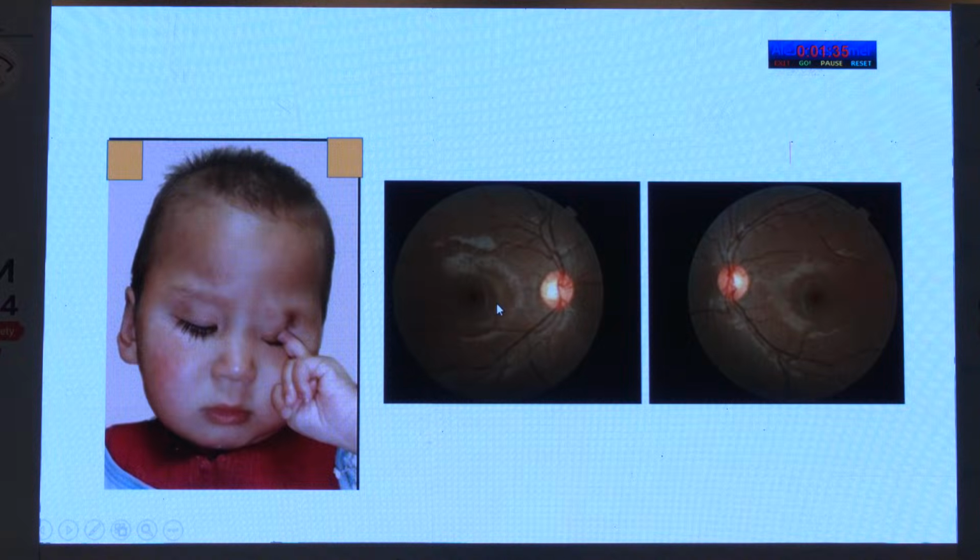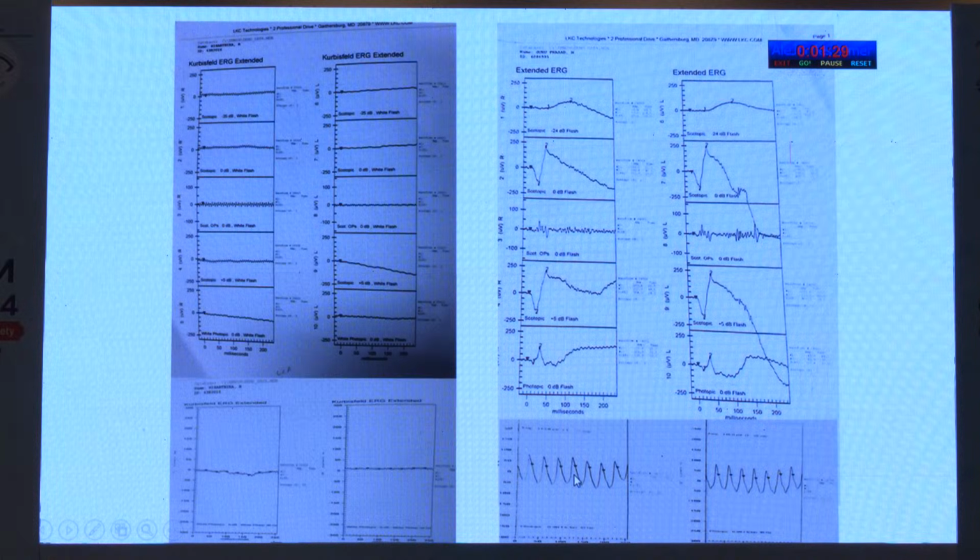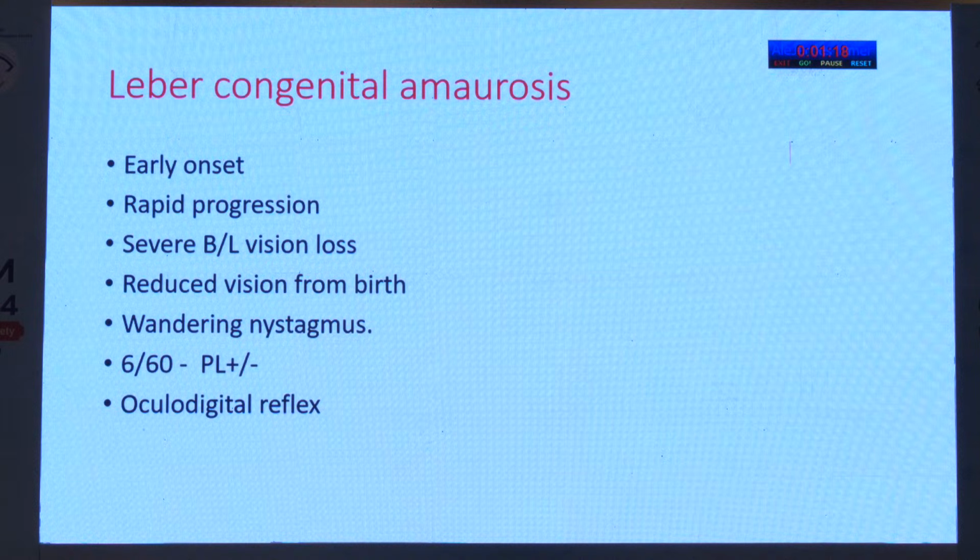Now if we do the ERG, this is the normal ERG where we should get a normal A wave, B wave, and a normal cone system. But here, in the 3-year-old boy, all the waveforms are totally flat lines. So this is a severely dystrophic retina, a case of Leber's congenital amaurosis, which is characterized by onset right from birth, rapid progression, severe bilateral vision loss, wandering nystagmus, very poor vision with PL positive, and the classical oculodigital reflex. ERG is never studied in isolation. It is always with the signs, symptoms, age of the patient, and ancillary investigations.